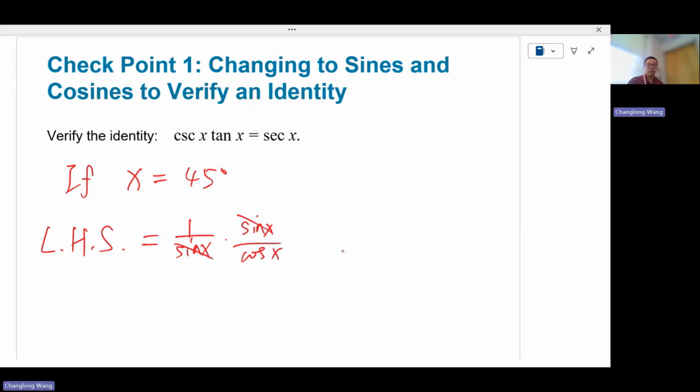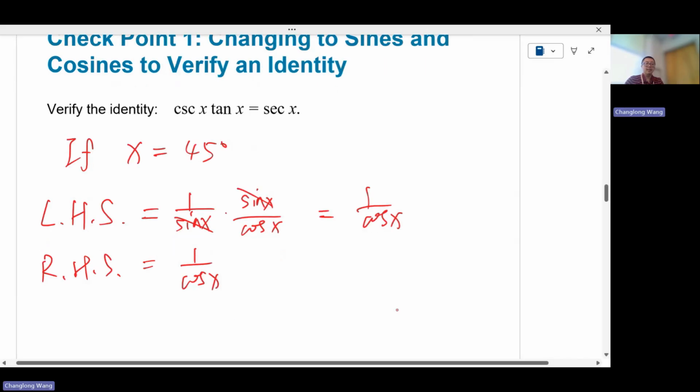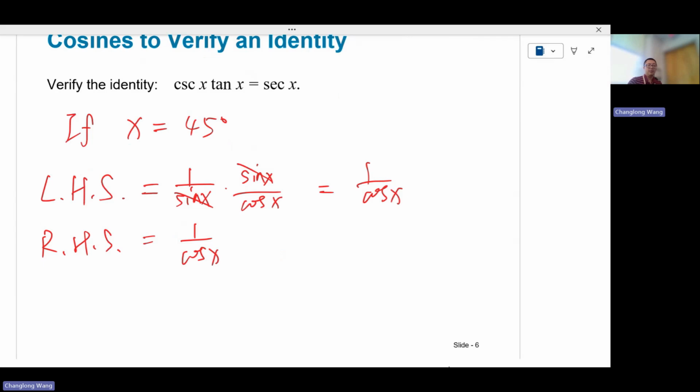So now when the sines cancel, it's left with 1 over cosine, right? And there's not much you can do anymore, since that's already in cosine, and it's not a number, so you have to leave it like that. Now, what about the right-hand side? The right-hand side is secant. Sure, you know that secant is indeed 1 over cosine, right? And it turns out that's it. So now, if you want to say something, you could say, well, the identity has been verified, or mission accomplished, whatever.